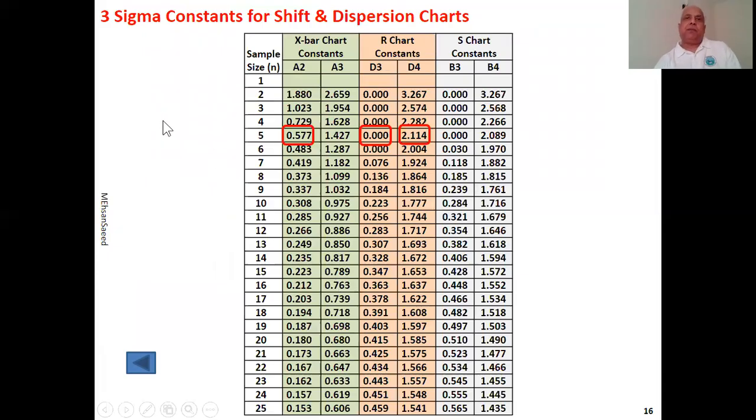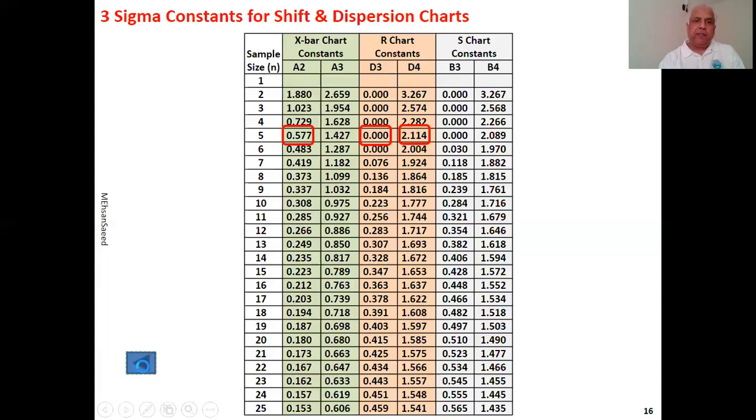This is the table. As you can see, it is headed 3 sigma constants for shift and dispersion charts. We have to find the value of A2, and the argument in this table is the sample size. The sample size for this particular case, remember 5 blocks, so it is 5. It is sample size, not the number of samples. So sample size is 5, and against this sample size, we find a figure of 0.577 under A2. This is what we require.